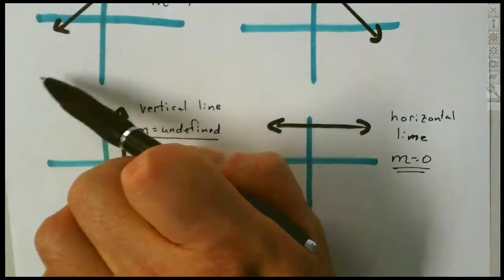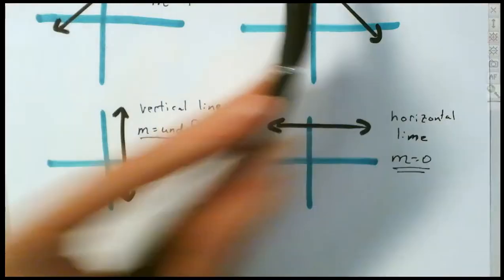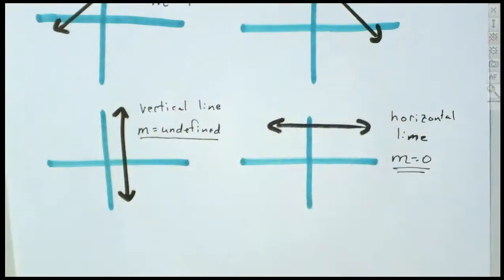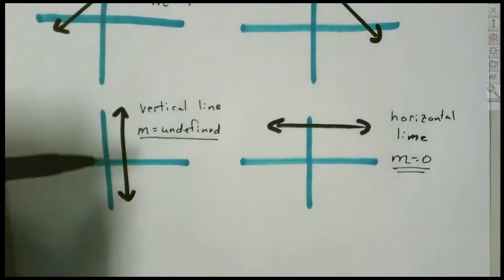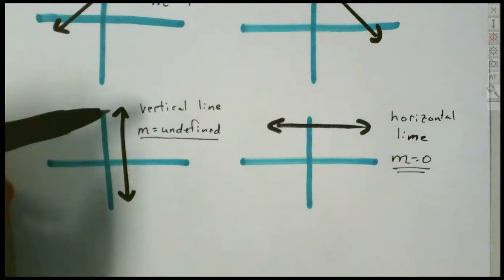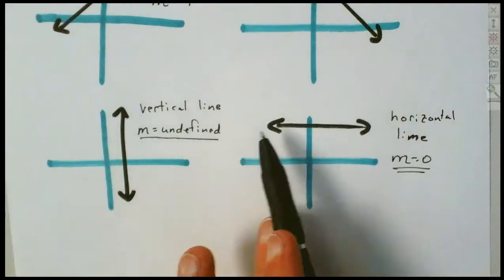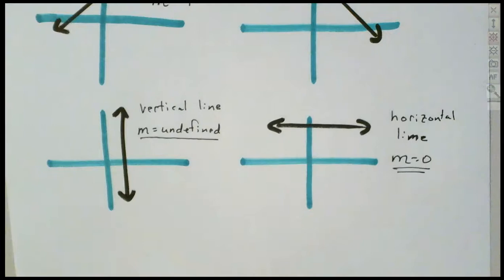So if it's going up from left to right, it's positive. Down from left to right, it's negative. If it's a vertical line, it's undefined. If it's a horizontal line, it has a slope of 0.